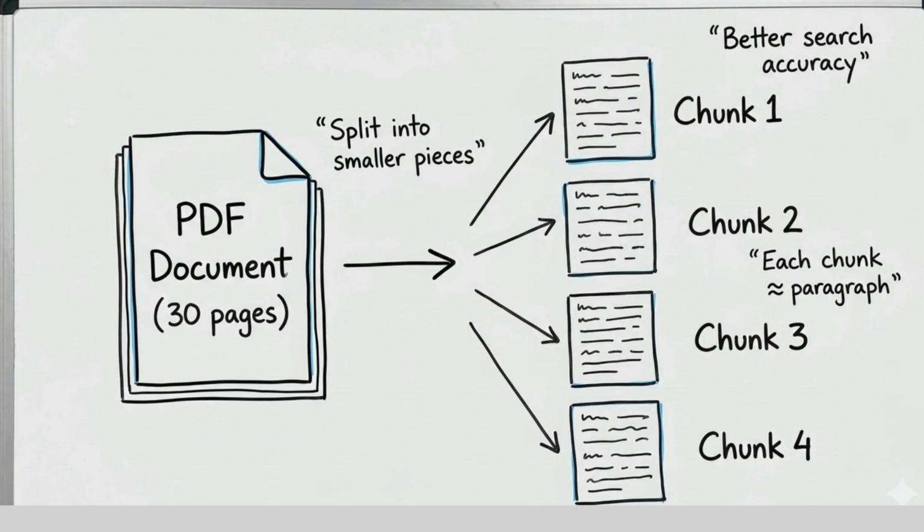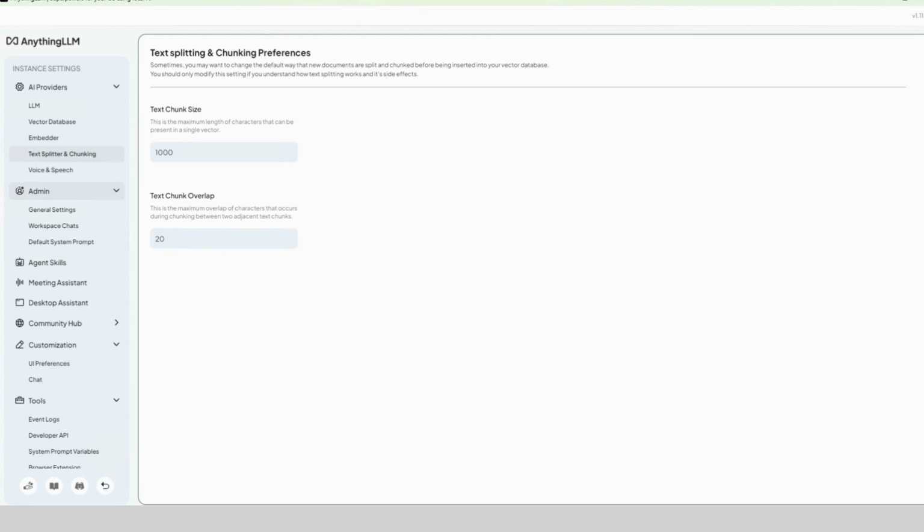So here is the thing. Different documents need different settings. A legal document with long structured paragraphs might need larger chunks. A customer support transcript might work better with smaller chunks. So this is one of the calibration decisions that affect how the RAG works for your specific data.